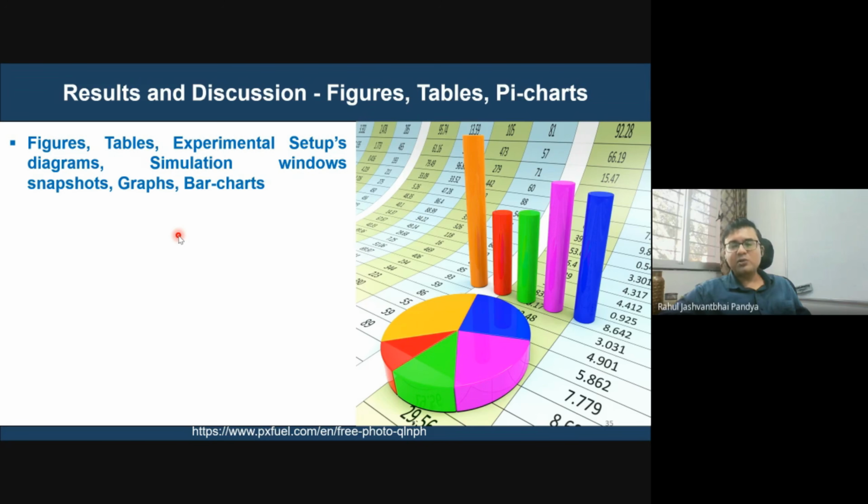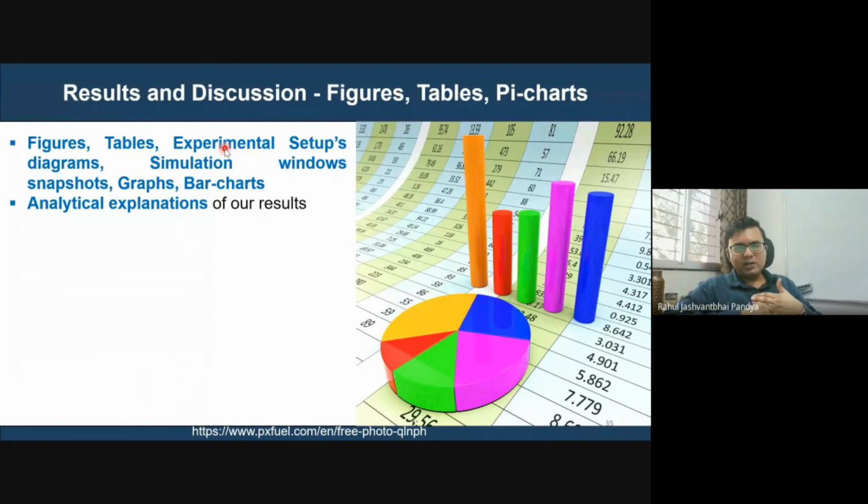other things also. It should include tables, pie charts, etc. I mean, whatever can help you to present your work, right? So figures, tables, experimental setups, diagrams, pictures, simulation windows, snapshots, graphs, bar charts, etc. Whatever you see fit, that can be presented here. Analytical expression of our research.